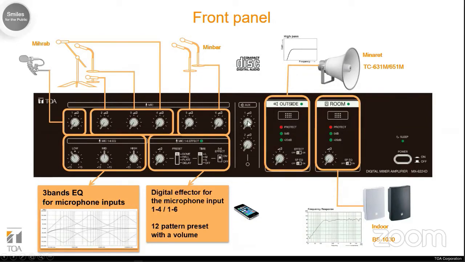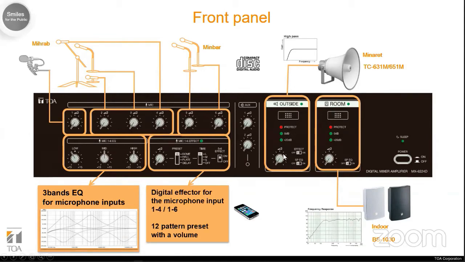And also you have 2 auxiliary input volume controls. Auxiliary number 1 is RCA, which you will see in the next slide. It is at the back of the amplifier. It's an RCA unbalanced input. Auxiliary input number 2 is a 3.5 millimeter socket that sits in front, controlled by aux number 2.